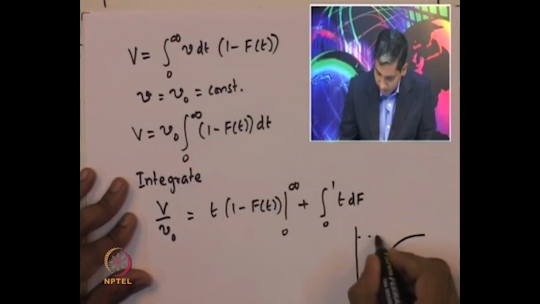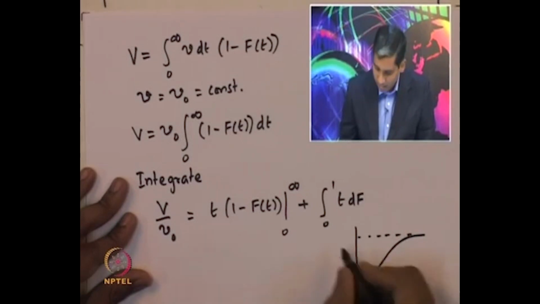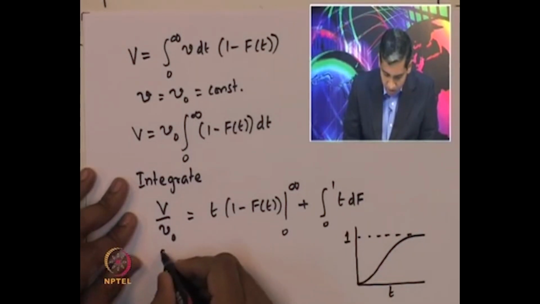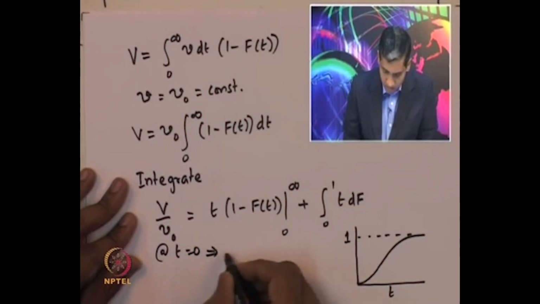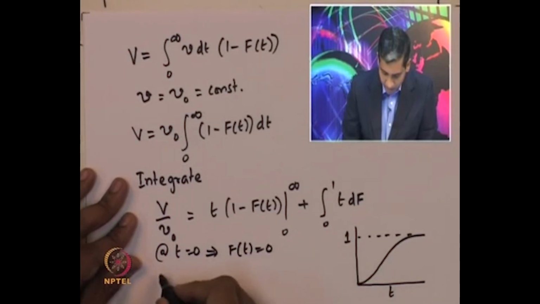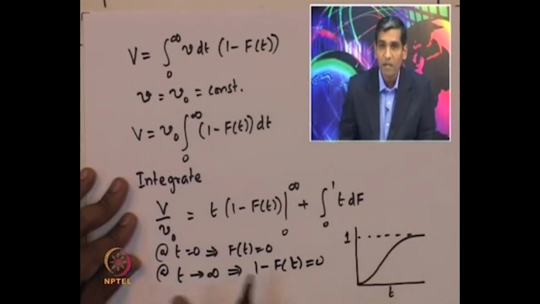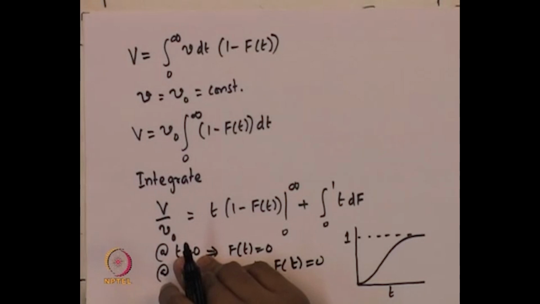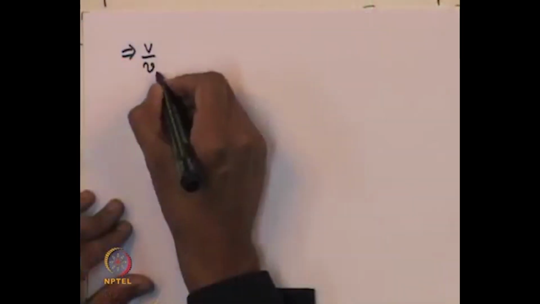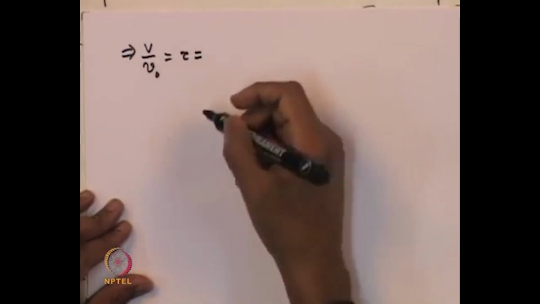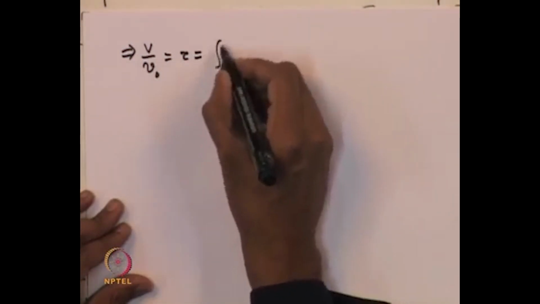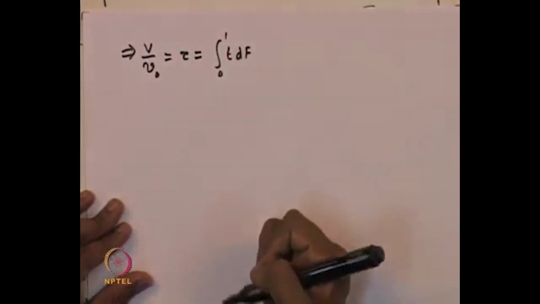Now, if I look at the f curve, the f curve typically looks like this. So, this is with respect to time and this is 1. At time t equal to 0, f of t is 0, and when t goes to infinity, 1 minus f of t is 0. That can be easily seen from the f curve. So, now substituting these expressions, we will find that V by V naught is equal to tau, which is the space time of the reactor, and that is integral 0 to 1 t times df. So, what is df?